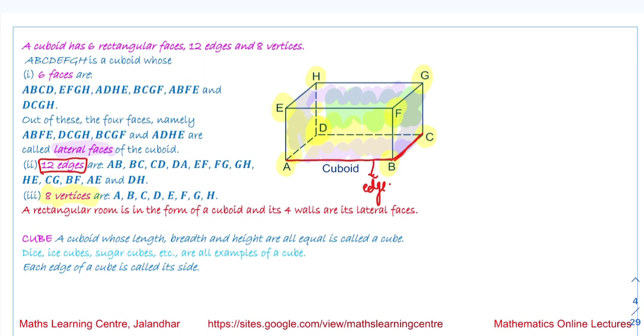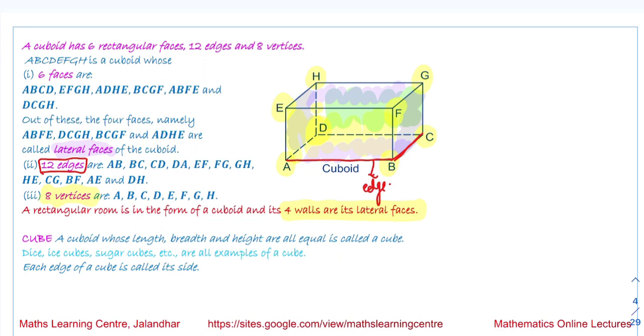A rectangular room is in the form of a cuboid. It has 4 walls, which are its lateral faces. The roof and the floor are not lateral faces. This is the definition we have: the 4 walls we call the lateral faces.